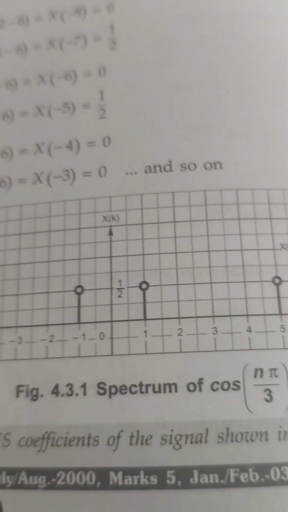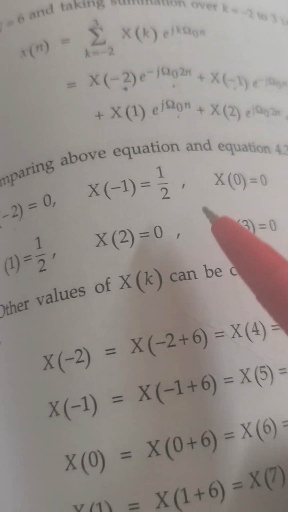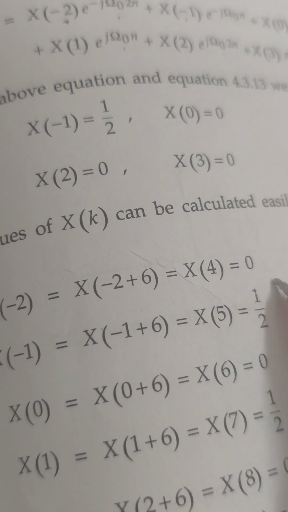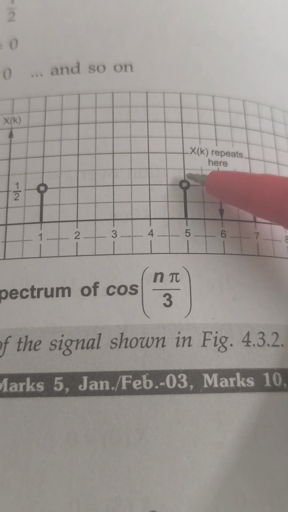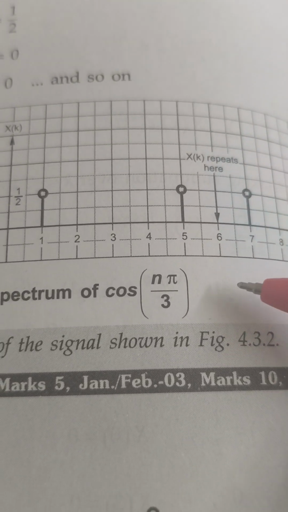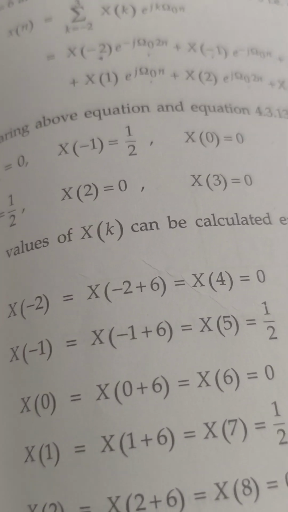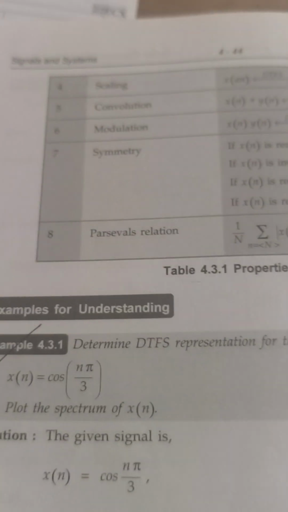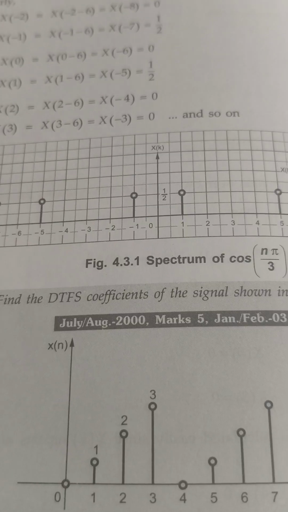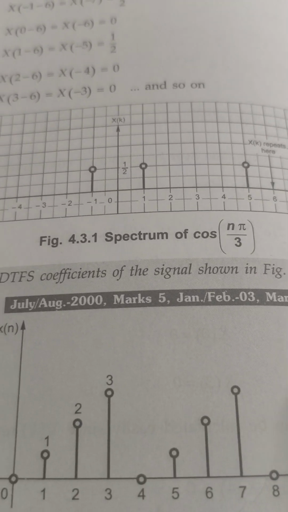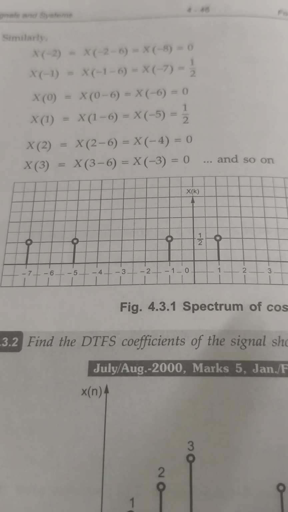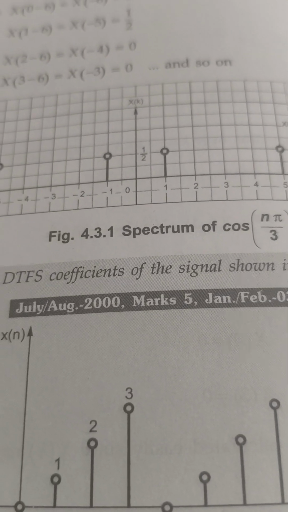Here also, what is the value of x of 2? 0. X of 3 is 0. X of 4 is 0. X of 5 is 1 by 2. Like this the sequence repeats for every 6 samples. So x of 7 is 1 by 2. Therefore we obtained the spectrum x of k of the signal cos n pi by 3, which is the signal we represented.